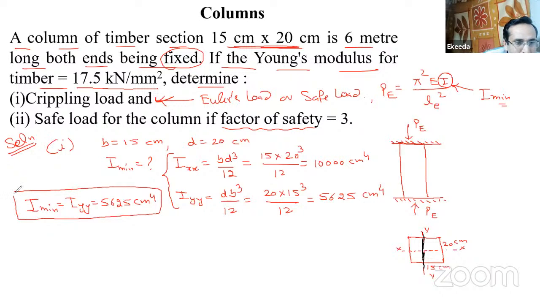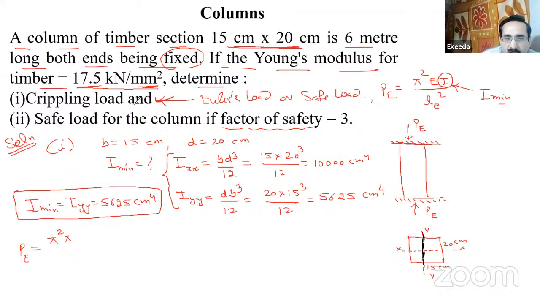This is our minimum moment of inertia, which will be used in the Euler's load equation to find the crippling load, or Euler's load, right? So Euler's load can now be found. PE will be equal to pi square, E is given to us, that is 17.5 kilonewton per millimeter square, right?